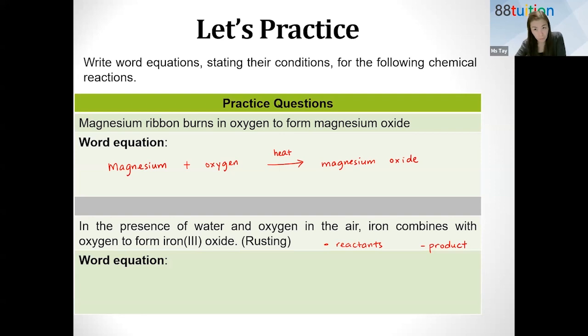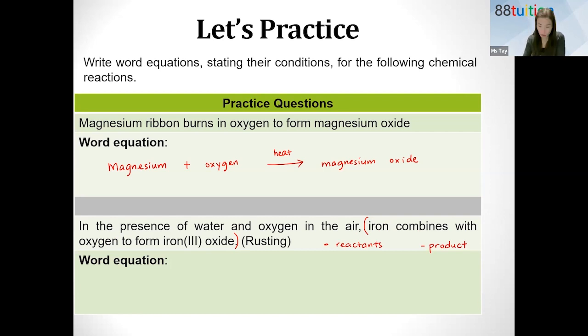Sherman, would you know? Sherman, you say magnesium oxide. Magnesium oxide is which one? It's actually a product. You look at this statement again. Maybe I bracket this one. Iron combines with oxygen to form. Remember the 'to form'? Presence of water. Not bad.